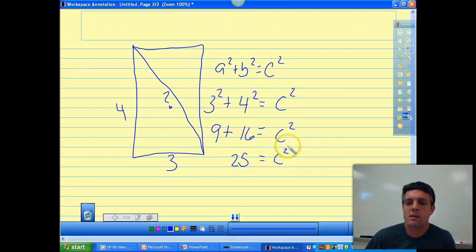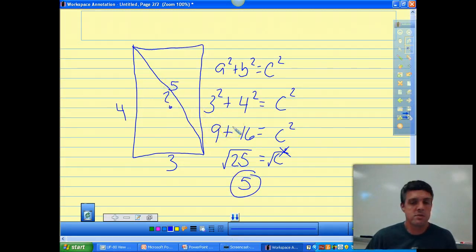Some of you may know this, some of you may not, but to get rid of this square right here, I square root. When I square root this, it gets rid of that square there. But I have to do it to this side too. And when I square root 25, what do I get? I get 5. And there is my missing side.